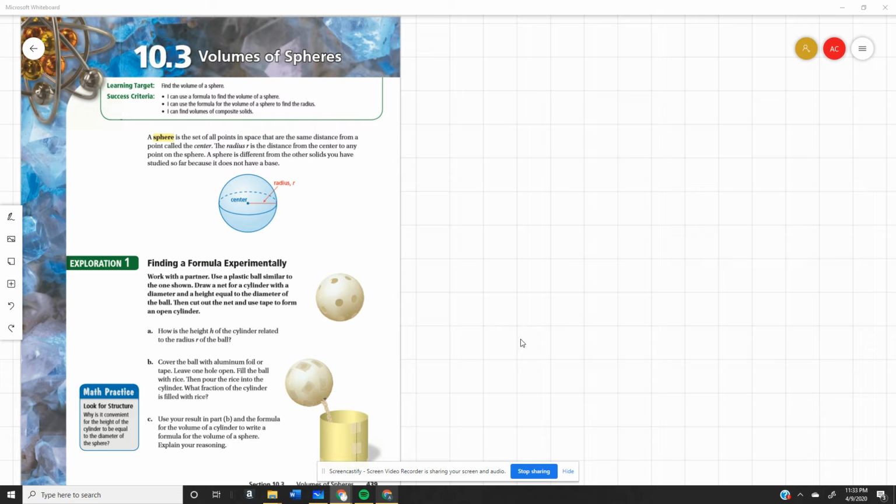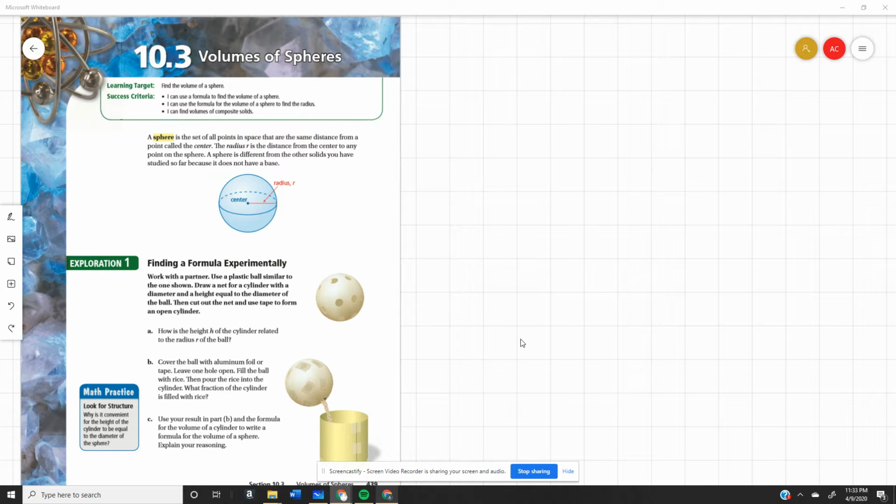Welcome to 10.3, where we discuss the volume of spheres. Spheres are found everywhere. A golf ball, a globe, a baseball, a softball, a wiffle ball, a volleyball, a basketball, a tennis ball. I could go on and on and on.